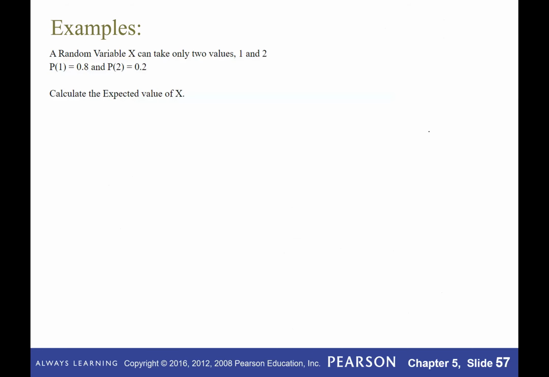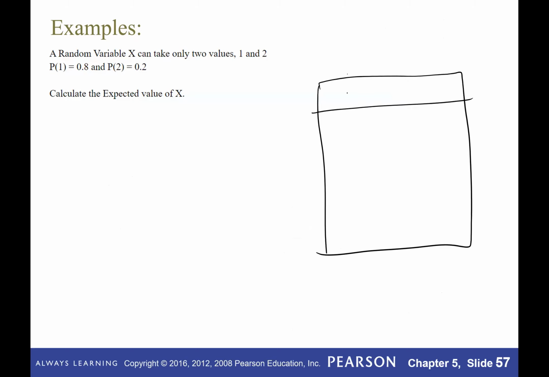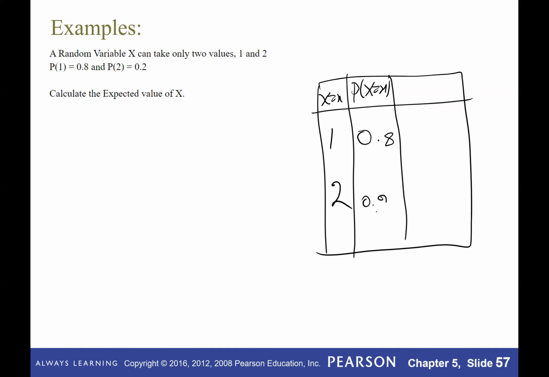Okay, so a random variable x can take only 2 values. We have one more example here, and the values are 1 and 2, and we have the corresponding probability. So this is x equal to 1 and 2, just 2 numbers, and this is the probability of x equal to x. So this is 0.8 and this is 0.2.